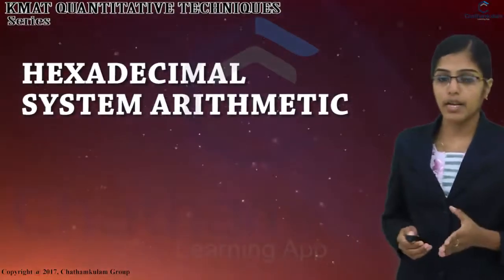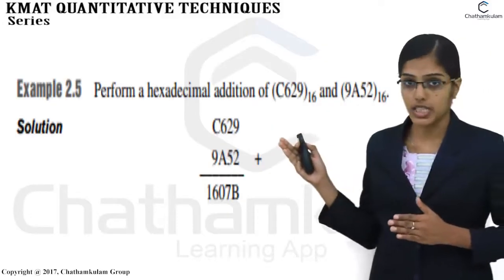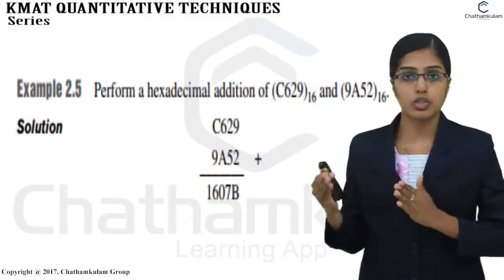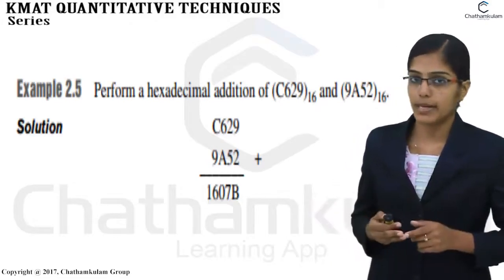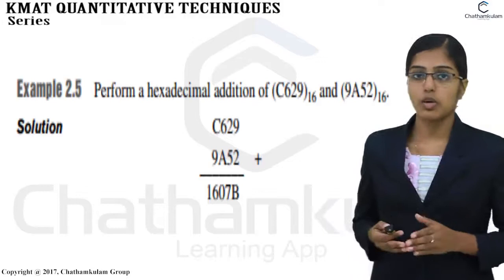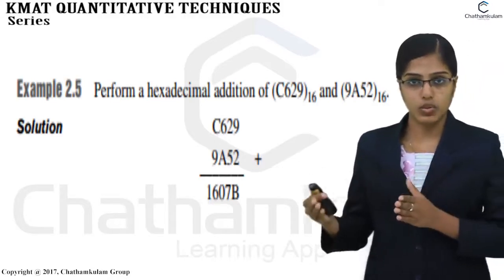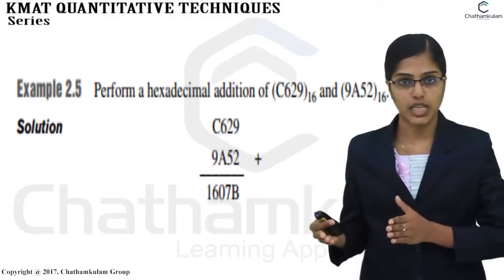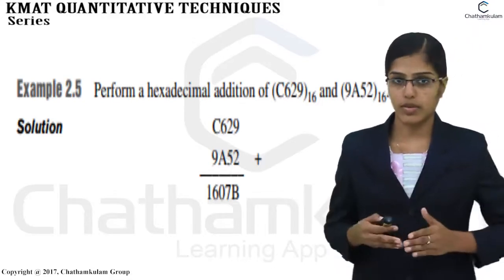Our next topic is hexadecimal system arithmetic. There is an example. Perform a hexadecimal addition of C629 in hexadecimal, and another number, 9A52 base 16. So C629 plus 9A52 gives 1607.